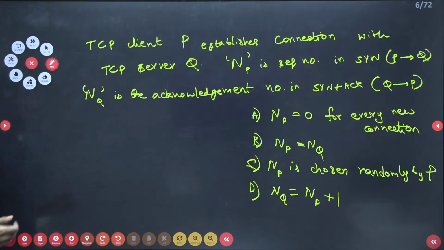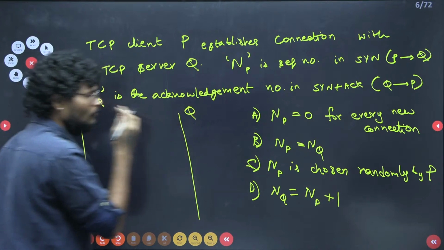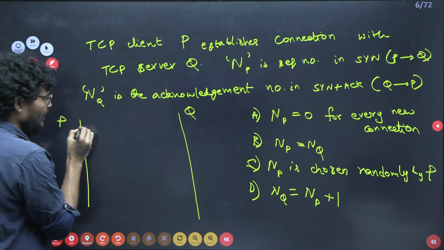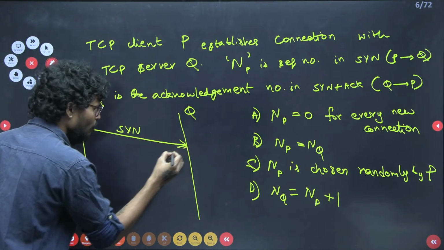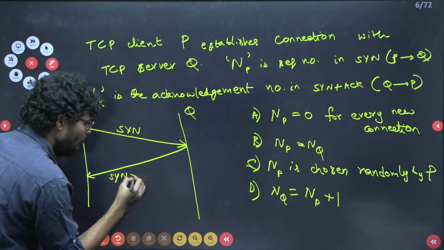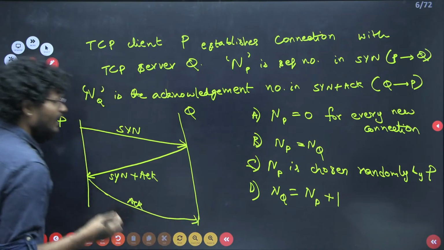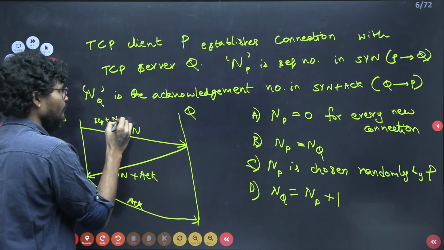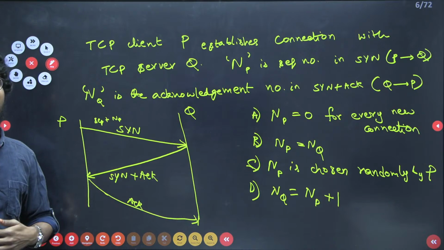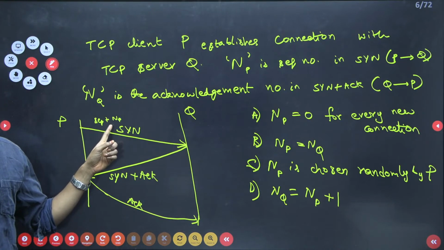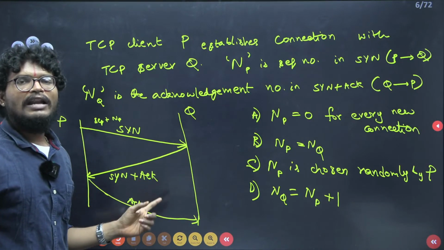Okay, so let us analyze this. In TCP, you know that for a connection establishment, there is a three-way handshaking protocol. Initially, the client P will send a SYN packet. In reply, Q will send SYN plus acknowledgement. At the end, there will be an acknowledgement packet. Now they are saying on the SYN packet, the sequence number is NP. When Q receives the SYN packet with sequence number NP successfully, it will ask for the next packet. Because it received the sequence number NP, the next one expected by Q is NP plus 1. Therefore, when it sends acknowledgement, it will ask for NP plus 1.